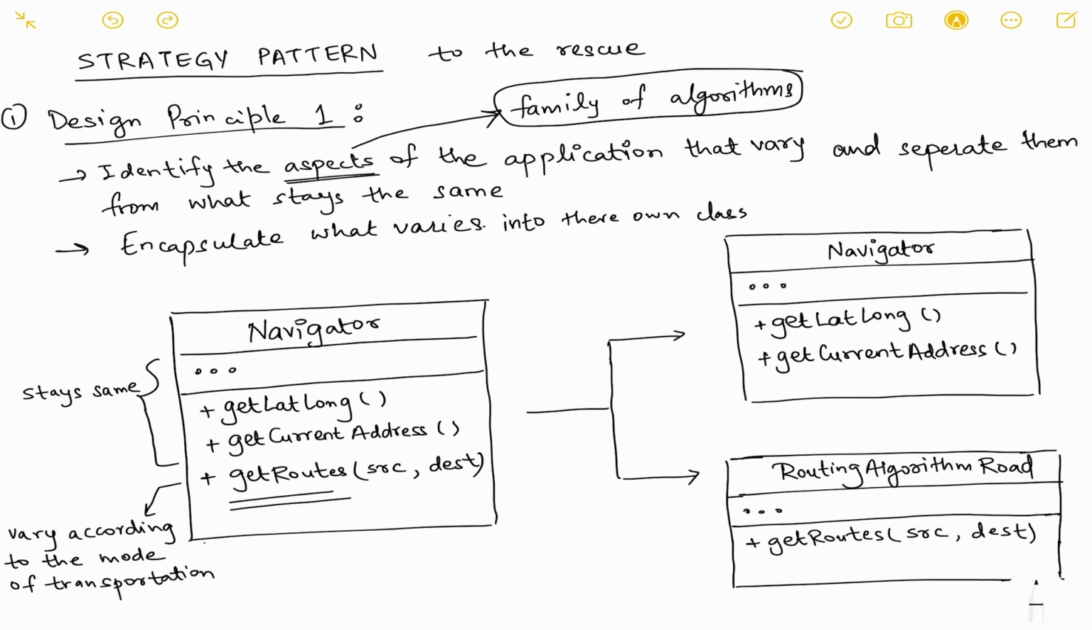This way, the navigator class will delegate the work to the routing algorithm road class instead of executing it on its own. This will allow us to add new routing algorithms or modify existing ones without changing the code that doesn't vary. We will need to link the navigator class to the routing algorithm. Later in the video, we will see how we will achieve it using composition.